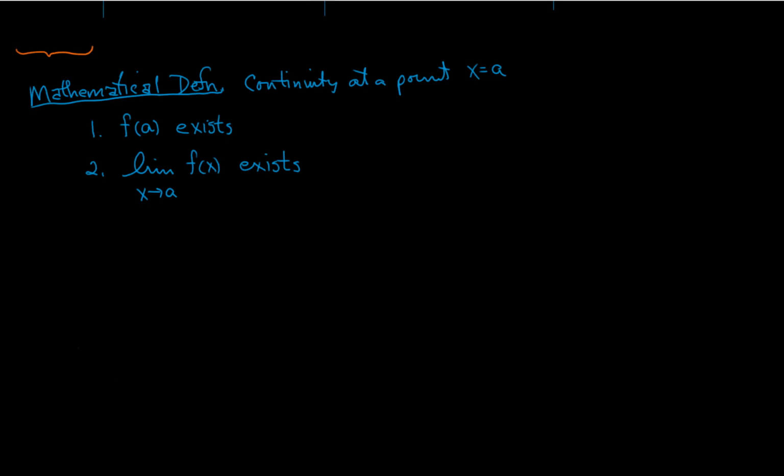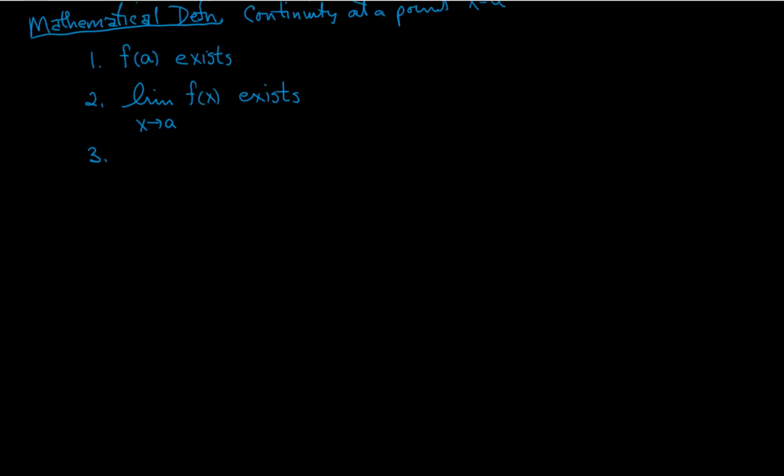The third one, and this is important as well. The third criteria is that the limit of the function as x approaches a must equal the actual value there. So what this is saying is where it looks like you're heading is where you actually wind up. The limit talks about where it looks like we're going. f of a talks about where we really end up once we get there.